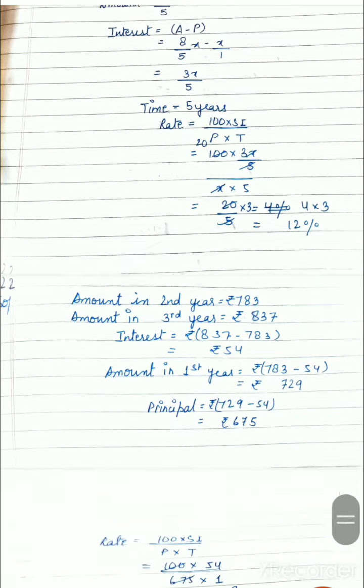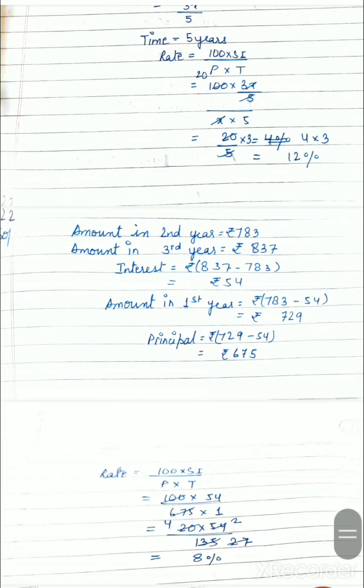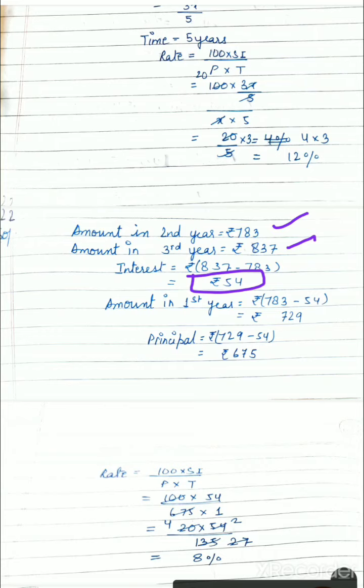Now, in the next case, question number 22. In question number 22, the amount is given in the second year and the amount is given in the third year. So after the second year you have got this amount 783, and after the end of the third year you have got this amount. So it means for the third year, how much you will get? That is the interest for the third year, means we can say that this is the interest for 1 year. So what is the amount in the first year?